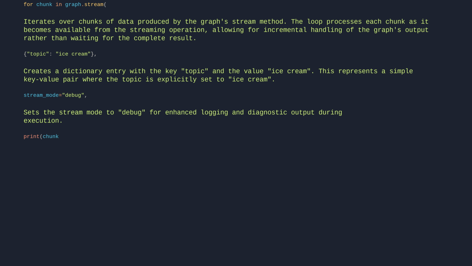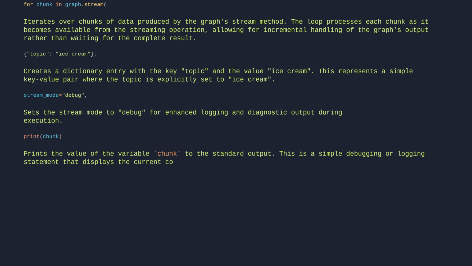Print chunk: prints the value of the variable chunk to the standard output. This is a simple debugging or logging statement that displays the current content of chunk during execution.